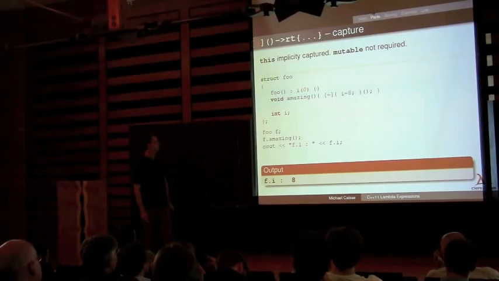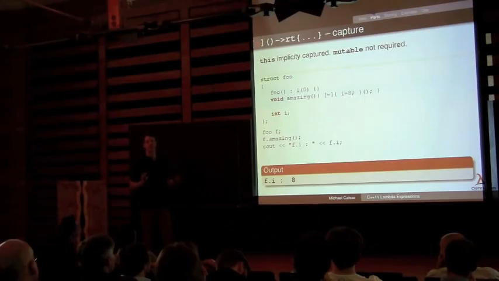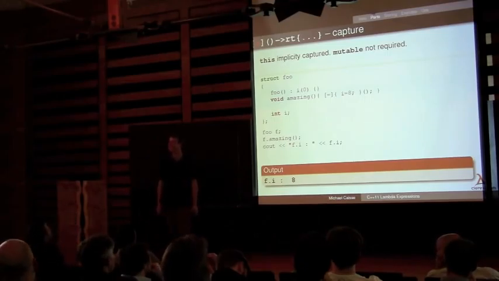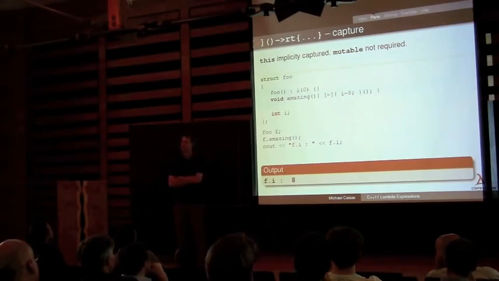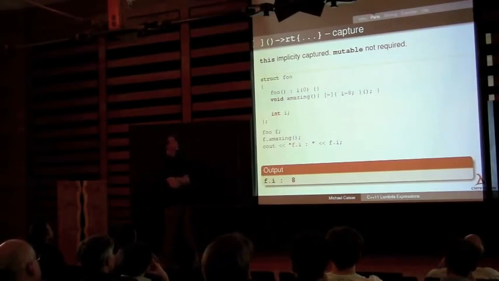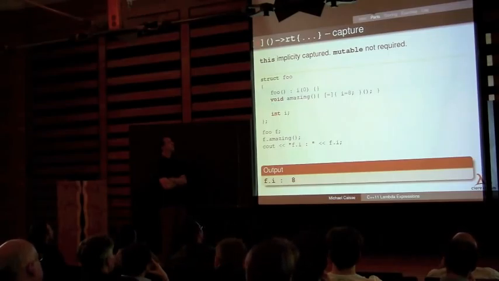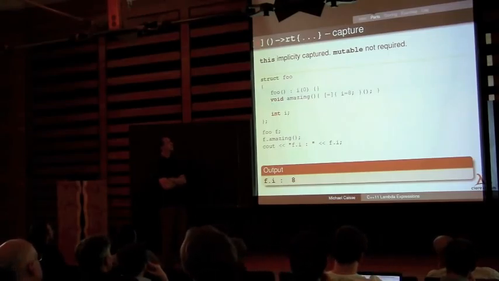Okay. Yeah. So f.i is actually a... Does that make sense to everybody? Or maybe it doesn't make sense. If we were dealing with a constant method of foo, it would not be able to assign I, because although I is not declared constant, it inherits constness from the const this.